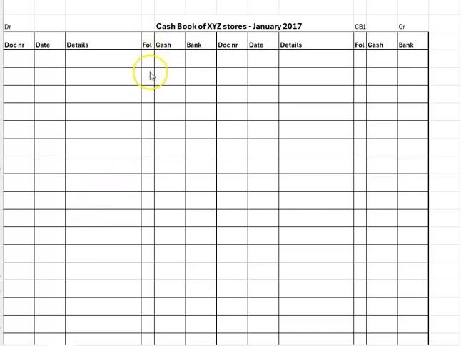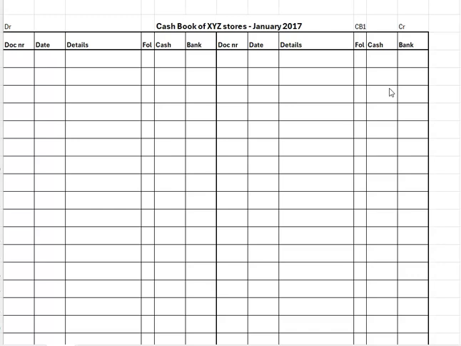Then we have the folio column. The folio column is there for a folio number that we use to reference back to our ledger accounts. But we will deal with this a little bit later. At this moment, if you do not have a folio number, then that would be fine. Then we have the cash column and the bank column. The cash column is for all the cash transactions which are received on the debit side and all the cash payments that have been made on the credit side.